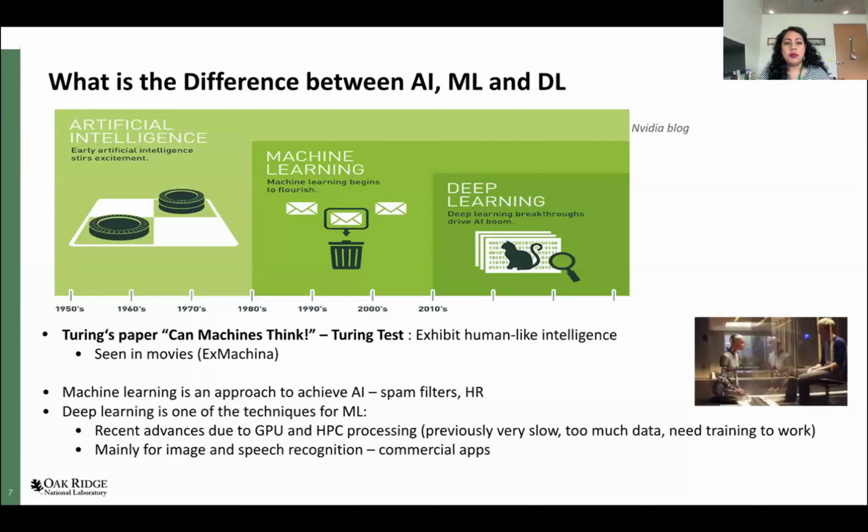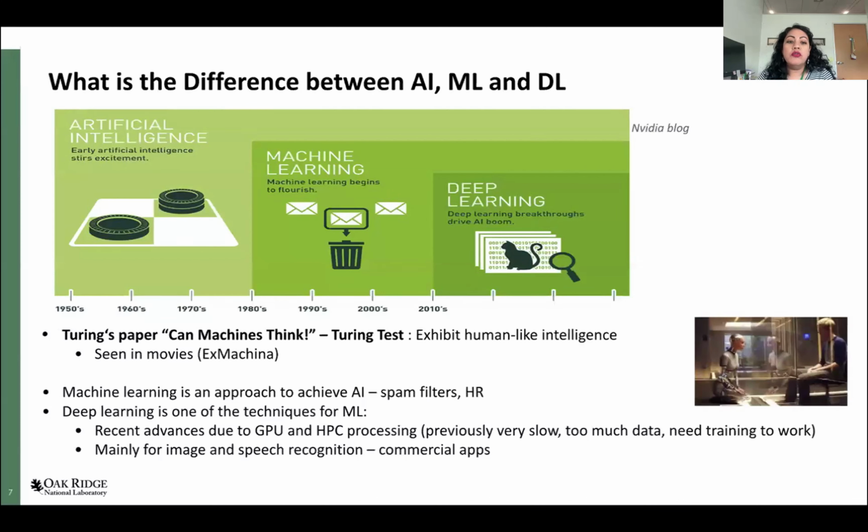So what is the difference between these three? I found this picture in an NVIDIA blog, which explains this very, very nicely. Starting from the 1950s, this goes back to the first ever paper written on AI by Alan Turing, who wrote the paper, Can Machines Think? In this paper, he argued about the Turing test: if you're talking to a machine and you cannot make out if it's a machine or a human at the other end, you've passed the Turing test. That's the ultimate test of becoming a very intelligent AI system.